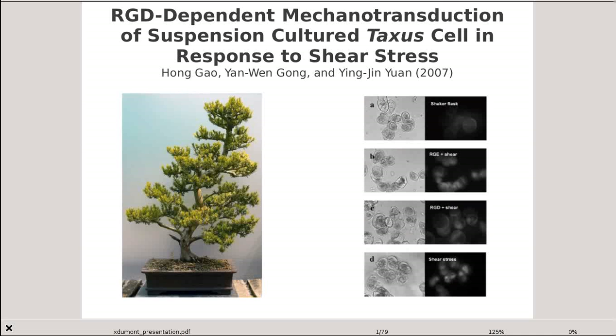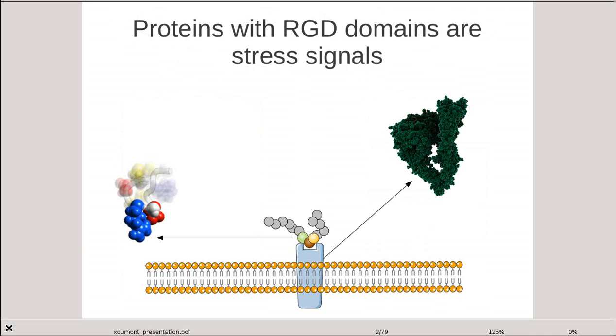I'm going to present you the Gao team work on RGD-dependent response to shear stress in the article published in Biotechnology Progress in 2007. RGD stands for arginine, glycine, and aspartic acid.